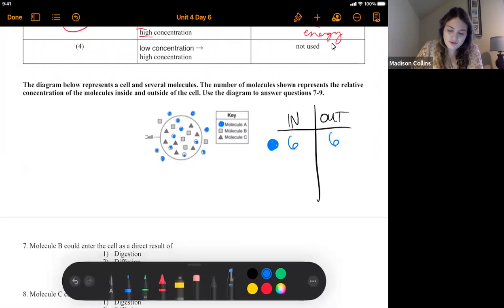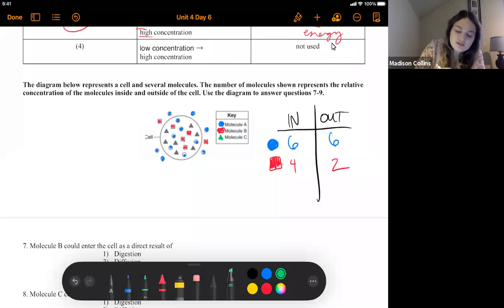All right, we're going to do the same thing for molecule B, which is a square. So there's 1, 2, 3, 4 molecules in, and 1, 2 molecules out. And we're going to do the same thing one last time for molecule C. There are 1, 2, 3, 4, 5, 6, 7 molecules in, and 0 molecules out. Okay, so I'm going to label those A, B, and C. And we're going to use that diagram for questions 7 through 9.